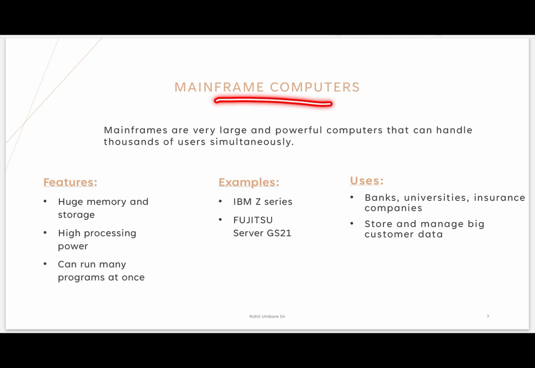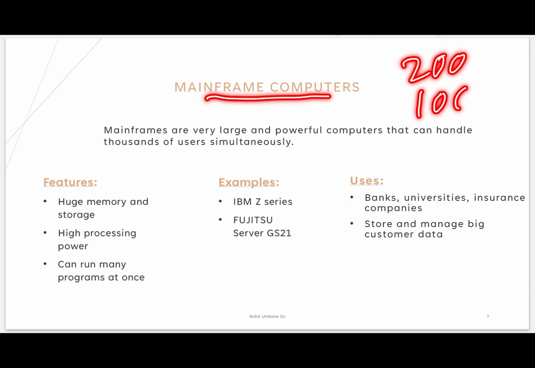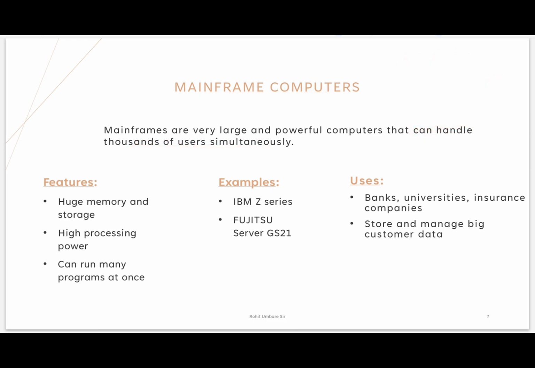Now next, mainframe computers. Mainframe computers are very large and powerful computers. They can handle up to thousands of users simultaneously. Meaning at a time, as we see, a microcomputer can handle a minimum of 2 or 3. A mini computer can handle up to 200 users, but a mainframe computer can handle up to thousands of users. How many? Thousands of users, correct? You can see how fast it is. Huge memory and storage, high processing power, can run many programs at once, meaning multi-processing, right?